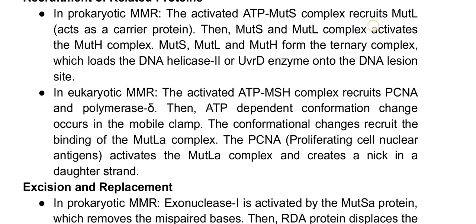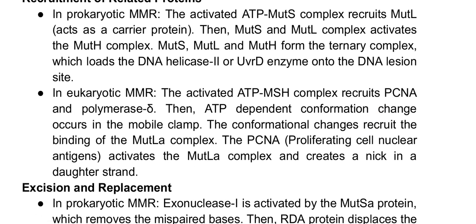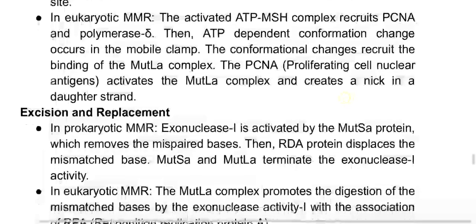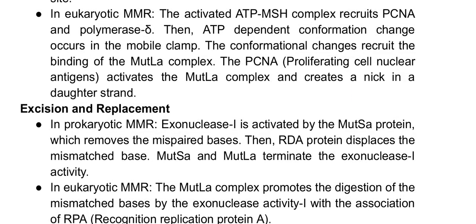In prokaryotic MMR, the activated ATP MutS complex recruits MutL, which acts as a carrier protein. Then the MutS and MutL complex activates MutH. MutS, MutL, and MutH form a ternary complex which loads the DNA helicase II, or UvrD enzyme, onto the DNA lesion site.